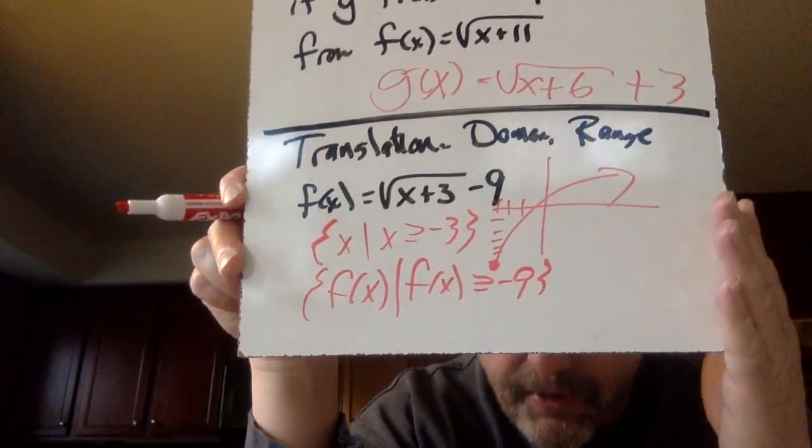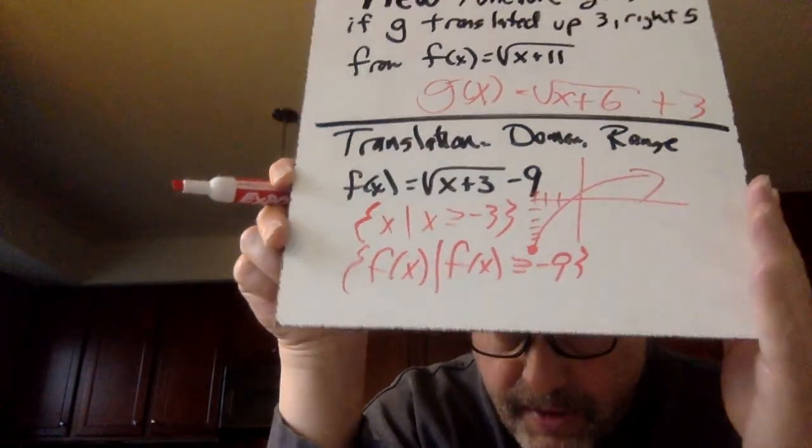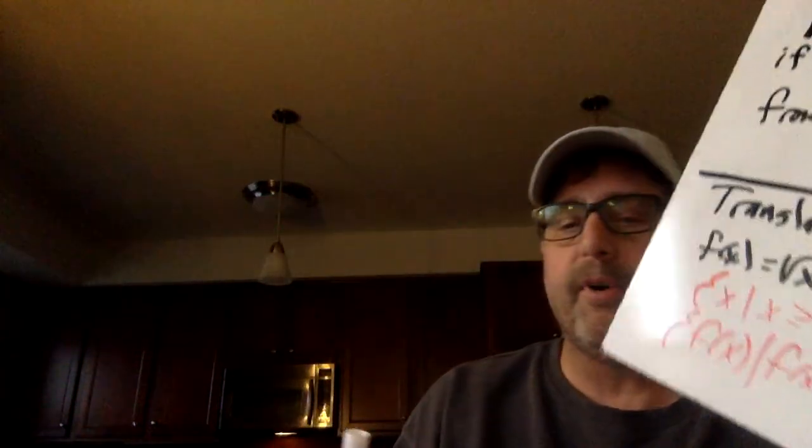Hit pause if I went too fast. Hit slow. Hit fast. There it is. Review for 8.6, 8.8 test video number 2.